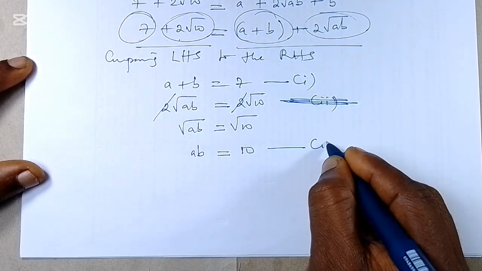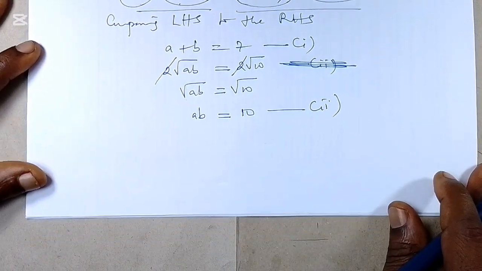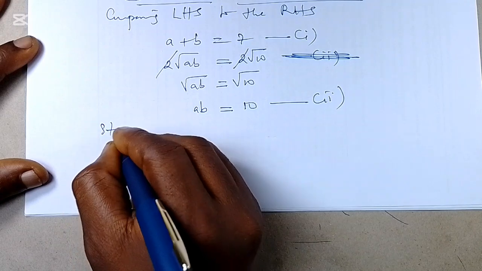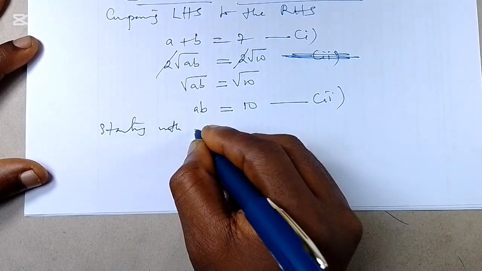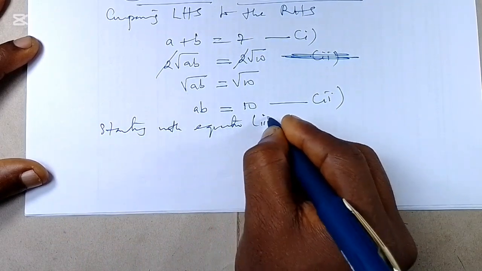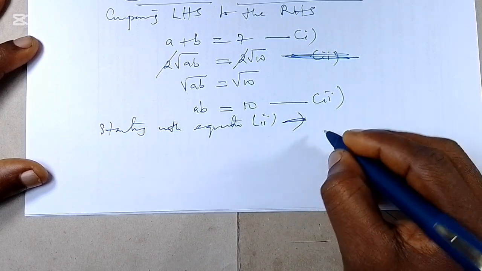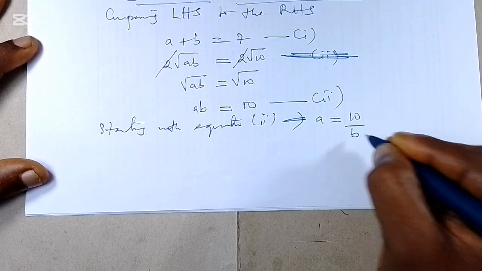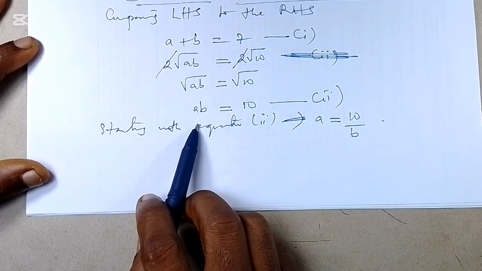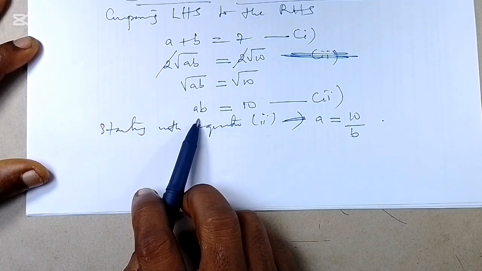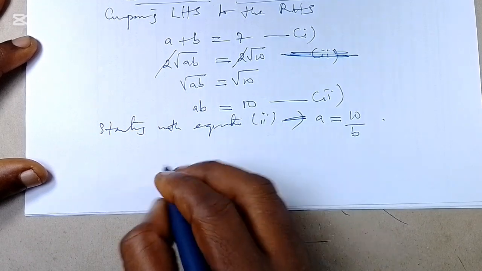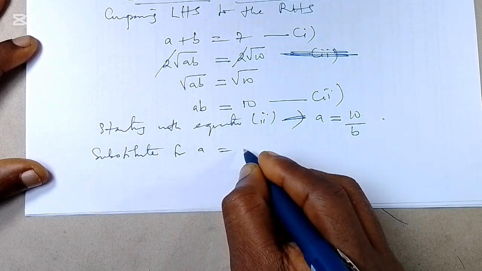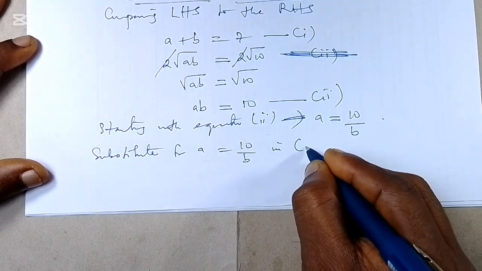Okay, so let's call this equation 2. Now, starting with equation 2, we can make A the subject of the formula, and that would imply that A is equal to 10 over B. So if you make A the subject of formula in equation 2, it will make A equal to 10 over B. Now I would say substitute for A equals 10 over B in equation 1.